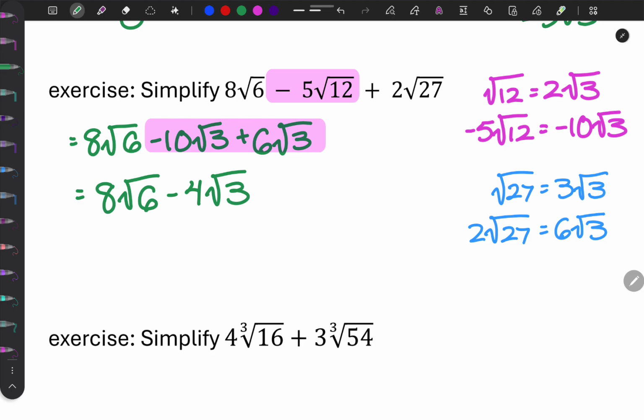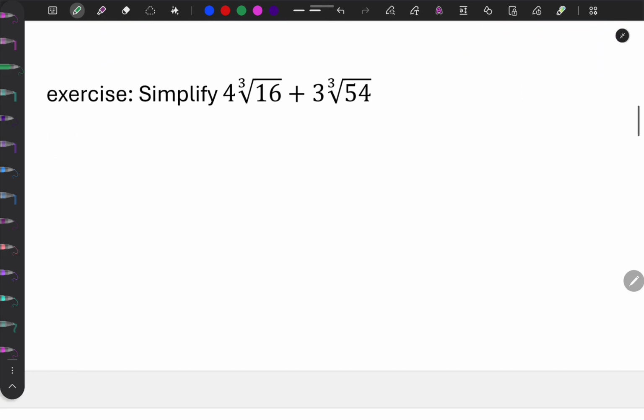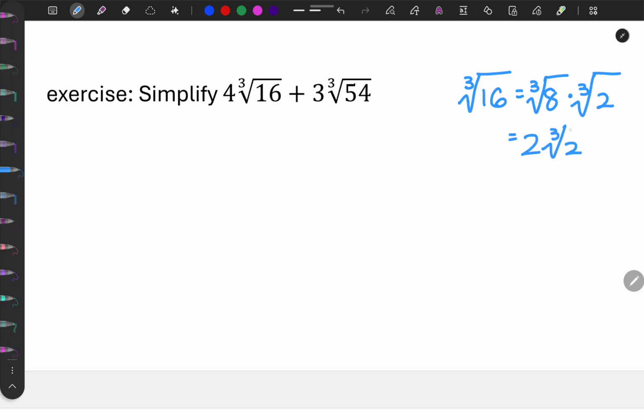We can also apply the same concept even if we have roots that are not square roots. Let's take a look at one example where we have cube roots and try the same thing. So I'm going to come off to the side and simplify the cube roots the same way. So the cube root of 16, we want to factor this into two factors so that one of our factors is a perfect cube. So I'm going to do the cube root of 8 times the cube root of 2, which is 2 times the cube root of 2.